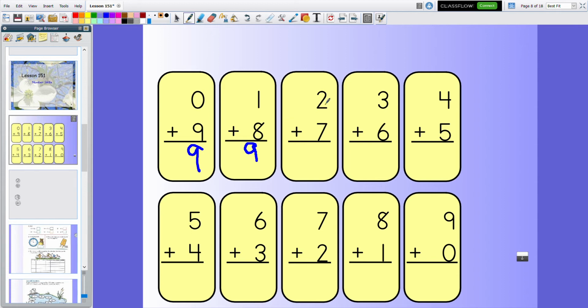Interesting. Which one's bigger? 2 or 7? 7. So we'll start from 7 and we'll count 2 more. Remember, this one's worth 2. So let's count from 7. Say 7. 7, 8, 9. Oh, we have 3 9s. Isn't that cool? I wonder.